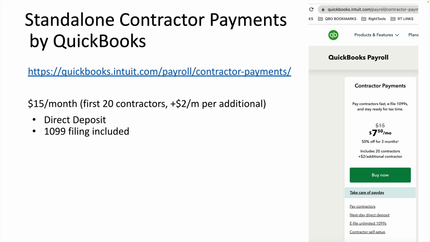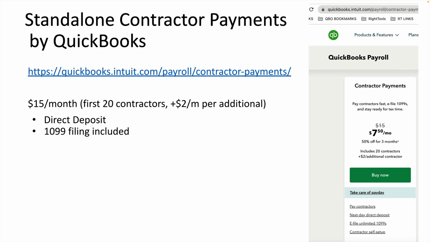So if you are a non-QuickBooks user, you don't use QuickBooks Online, maybe you use QuickBooks Desktop, maybe you use Xero or something else, and you want to file 1099s through Intuit, there is a standalone contractor payments service that costs $15 a month, includes 20 contractors, and $2 a month per additional contractor. When you sign up, it looks like QuickBooks Online, but the only thing you can do is create the contractors and put the dollar amounts. That's really all that is. And it includes direct deposit.